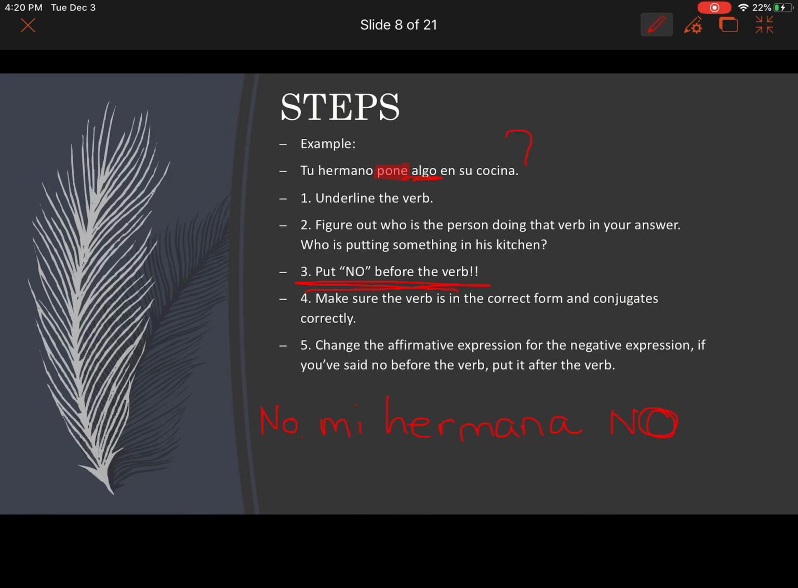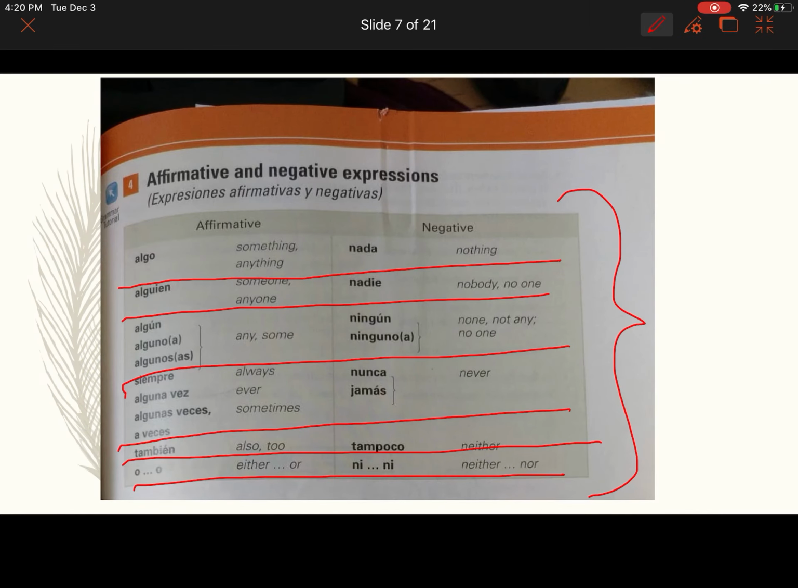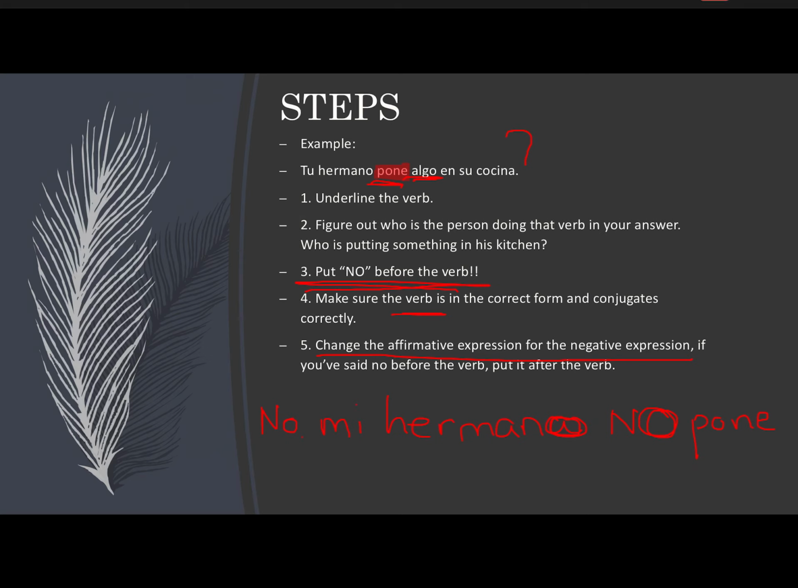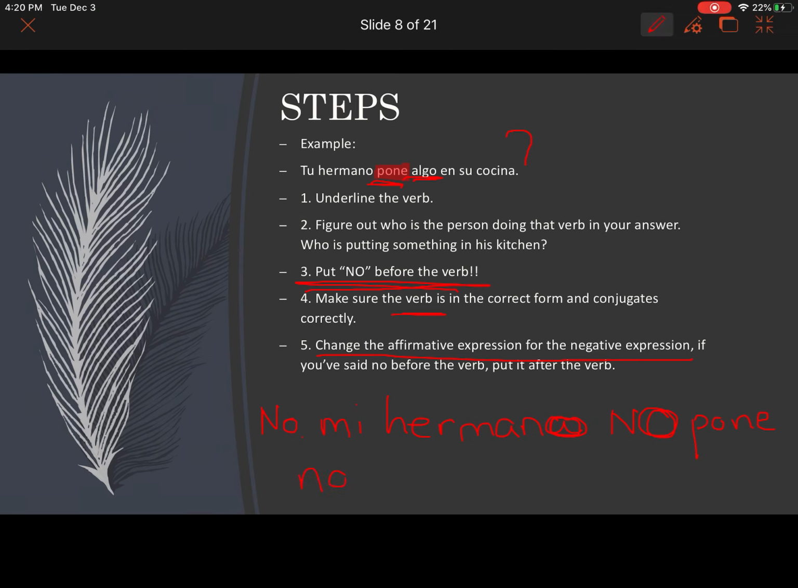And then we're going to figure out the verb. The verb is poner, which we did for our first step. Does it stay the same when we're talking about mi hermano and tu hermano? Yes, it's third person singular, so pone will stay the same. And then we're just going to change the affirmative expression for the negative expression. Algo is the opposite of nada. So we're just going to write down nada, and we can just add the rest of the sentence en su cocina. And that's the answer. No, mi hermano no pone nada en su cocina.